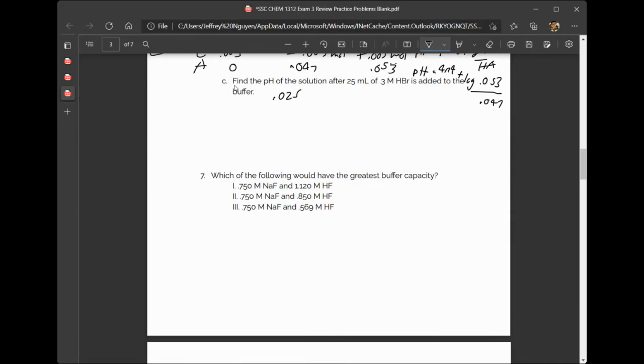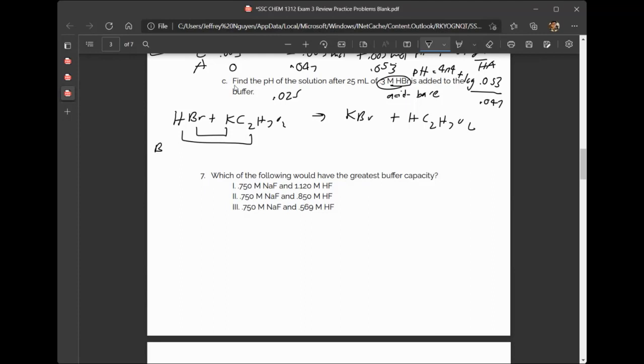0.025 ml of HBr is added to the buffer. So the acid reacts with the base of the buffer. Writing it out, we have HBr plus KC2H3O2. Do the double displacement reaction. We have KBr plus HC2H3O2. So crisscross, goes here. Buffer reactions go to completion.